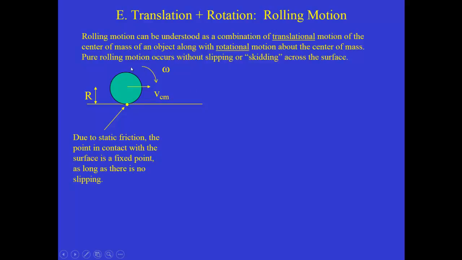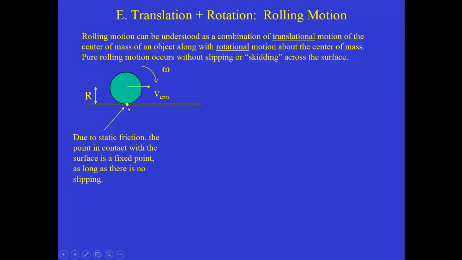So pure rolling motion, which is the one that we're going to consider, occurs when there isn't any slipping or skidding of the object across the surface. The reason for that is the static friction grabs the object so that it rotates as it rolls across the surface in a way that there's no sliding at the point of contact.